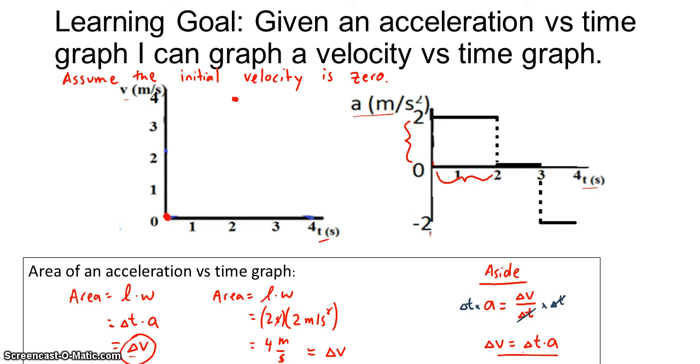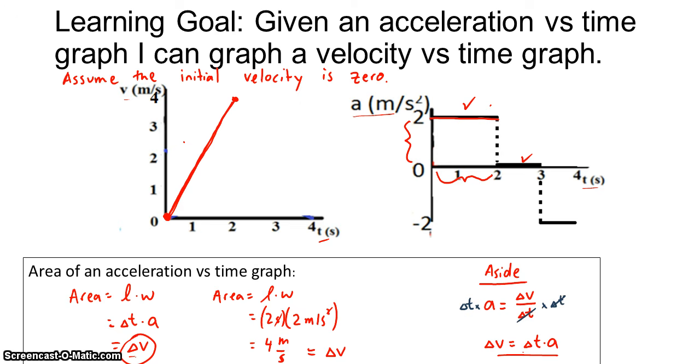Now I'm going to draw a straight line here, and let's talk about why in a second. We learned how to go from this graph to this graph, and we said take the slope. And if the slope is constant, we'll have a constant acceleration. So if I have a constant acceleration, that means I'm going to have a constant slope. Okay, good. So we've done it for this section.